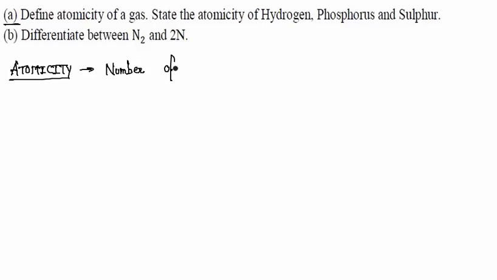Atomicity is the number of atoms in a molecule, whether it is a molecule of an element or a molecule of a compound. Okay, so it is the number of atoms in a molecule. Let's take an example. Suppose it is a molecule of an element, that is oxygen. Each atom is the same. So this is a molecule of an element.